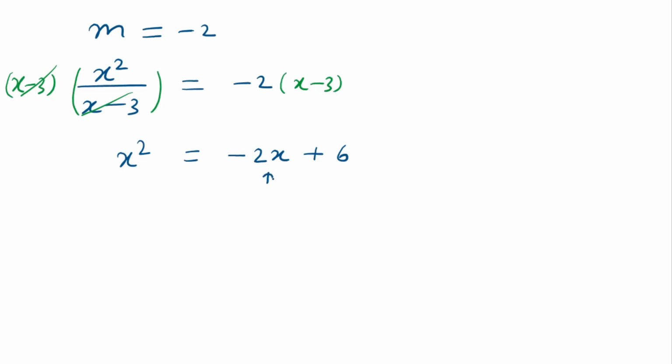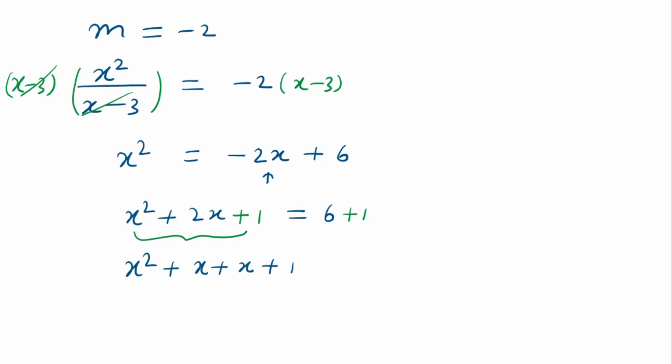If we take this minus 2x to the left-hand side, then this is x square plus 2 times x, and this equals 6. Now look carefully, in the left-hand side we have x square plus 2 times x. If we add 1 to both sides, then the left-hand side is a perfect square expression. X square plus 2 times x plus 1 equals 6 plus 1 is 7. Now look carefully, first two terms and then last two terms.